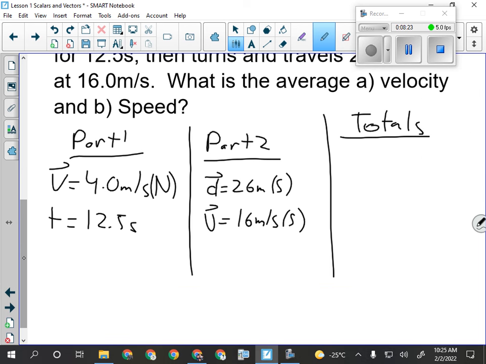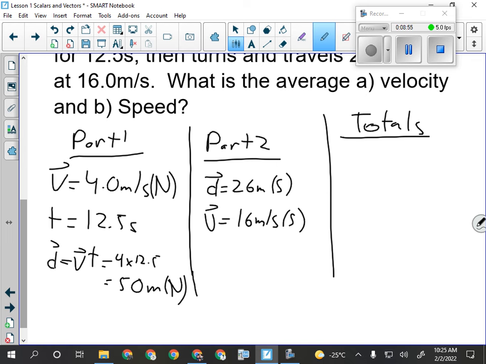I have V and T for part 1, so I can solve for D. So D will equal V times T. Do I need to show you guys the manipulation, or are you good with that? So we got our 4 meters per second times 12.5 seconds, should give me 50, right? 50 meters north. I shouldn't do math in my head, did I do that right? All right, so I got 50 meters north as my displacement for part 1.